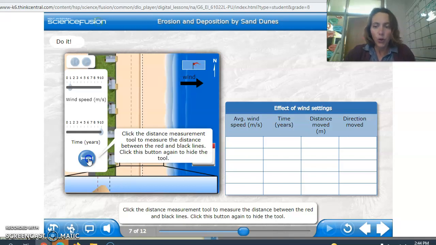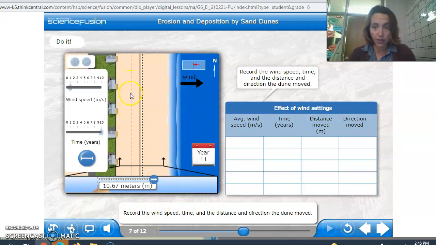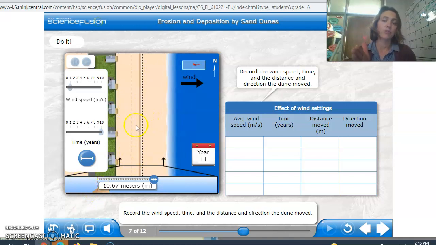Hopefully this helps. So this little tool, I'm going to click it. This is my measuring stick. Now, this blue bar down below, that's like a profile of what is happening up here on the beach. So this kind of gray shaded line is this red shaded line. That's where the dunes started. The dunes moved from here to here. This is the profile over 10 years. So when the winds were blowing 1 meter per second, this is how far it moves.